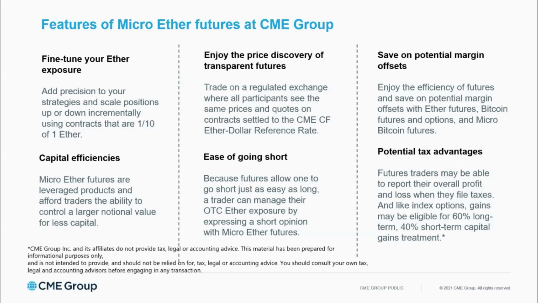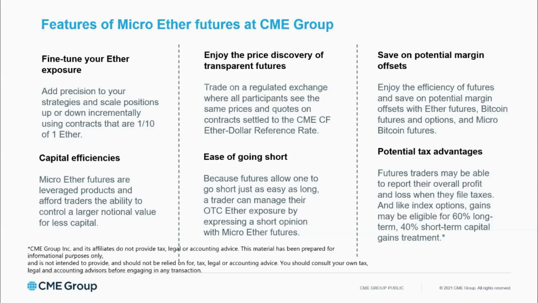You can enjoy price discovery of transparent futures. These are traded on our central limit order book. The price that you see is the price that everybody else sees. You're not trading one price on one spot crypto exchange and another price on another spot crypto exchange. Everybody's trading the same price when they're trading in micro ether at CME Group. You can save on potential offsets with these contracts. We are offering margin offsets if you're trading standard ether, Bitcoin futures and options, and micro Bitcoin futures.